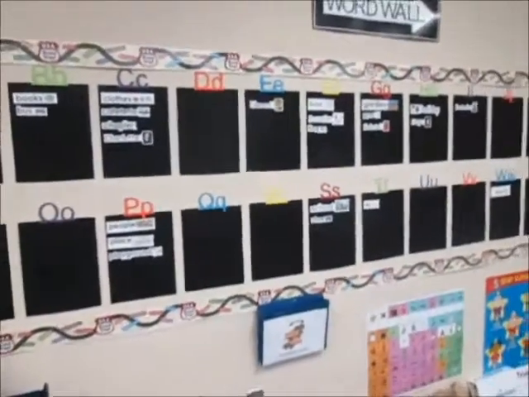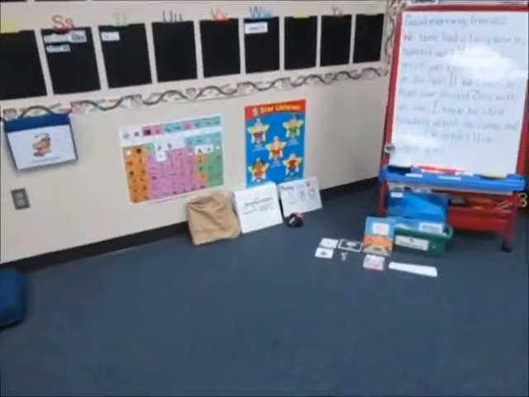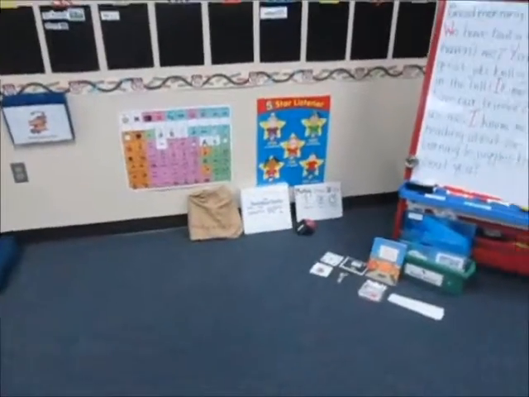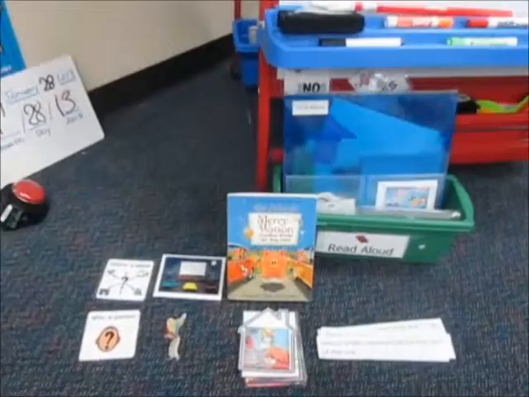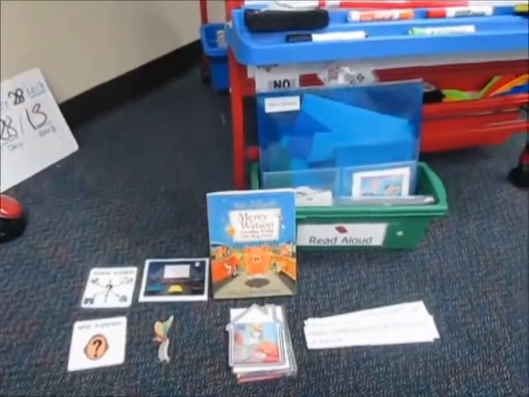Right here is the word wall. We have another set of 5 to put up probably today. This is the group area, the group mats. Everybody has a mat to define their area over here. We use morning meeting here. We do read aloud here. We're doing read aloud when they get back of finishing our book. We'll finish it on Wednesday.